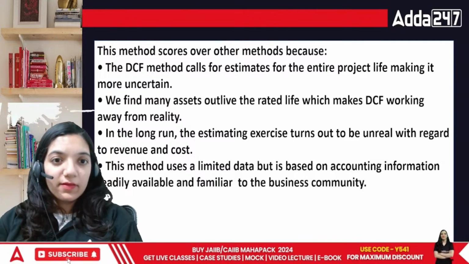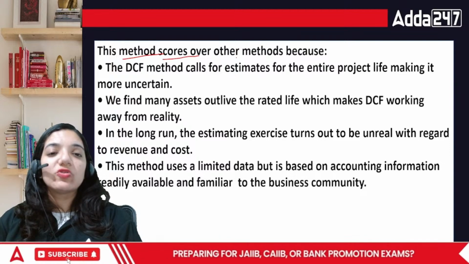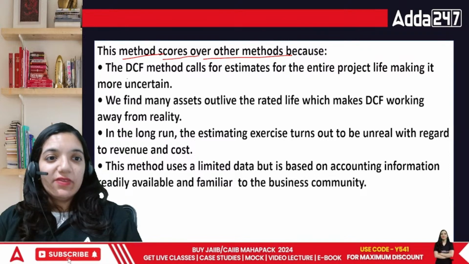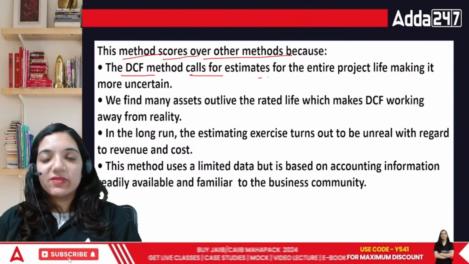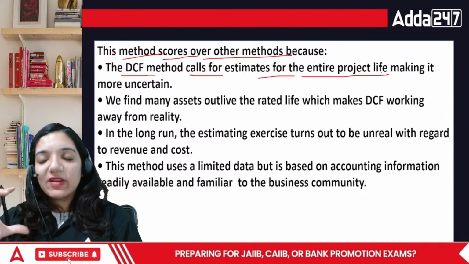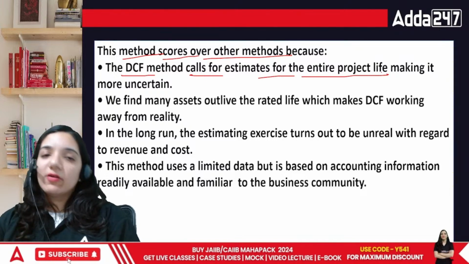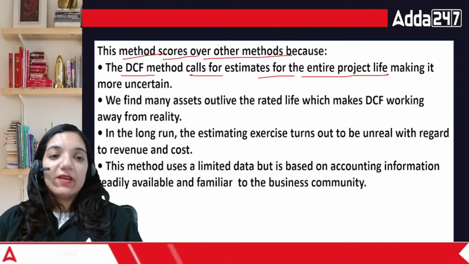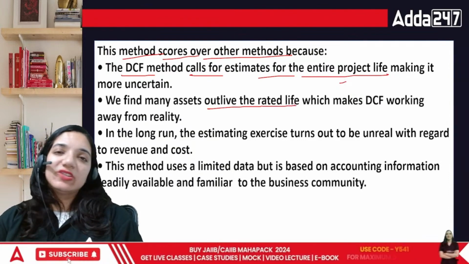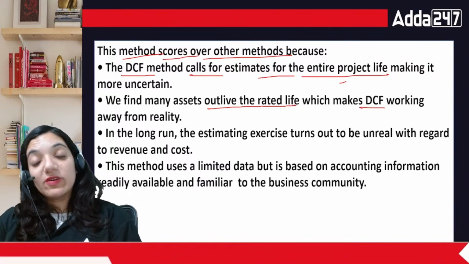Okay, let's look at the next point. This method scores over the other methods because it is a little better. This is one of the best methods. The discounted cash flow method calls for estimates for the entire project. Payback period just looks at the period in which we can recover funds. This method takes into account overall whatever money you're making. We find many assets outlive the rated life. There are certain assets which go beyond that particular period even.